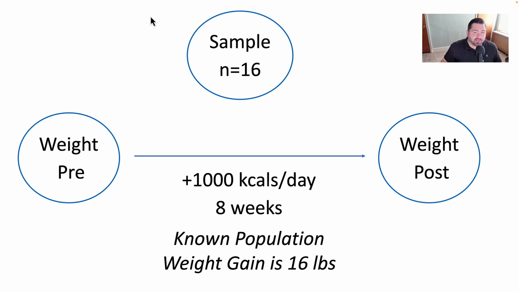They then took the data, which was the typical weight gain for the sample, and they compared it to the known population parameter of 16 pounds. So the population known value was 16 pounds is expected to be gained if you consume 1,000 calories extra per day for 8 weeks. And so they were comparing the difference of the sample of 16 participants to the known population parameter of 16 pounds in that time period.